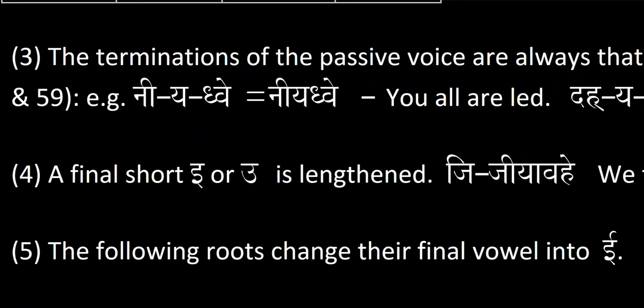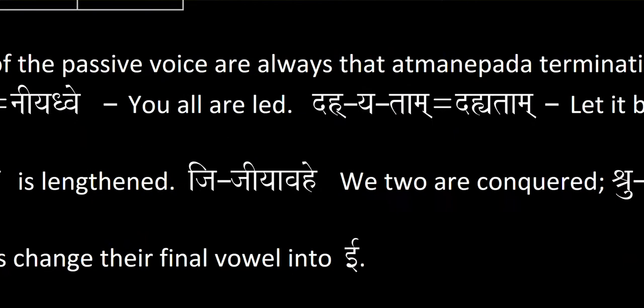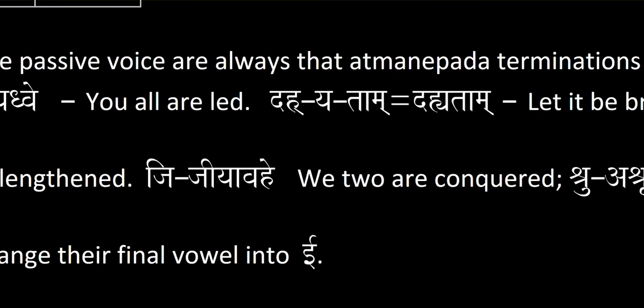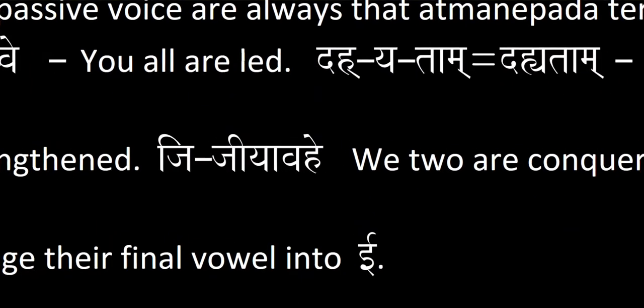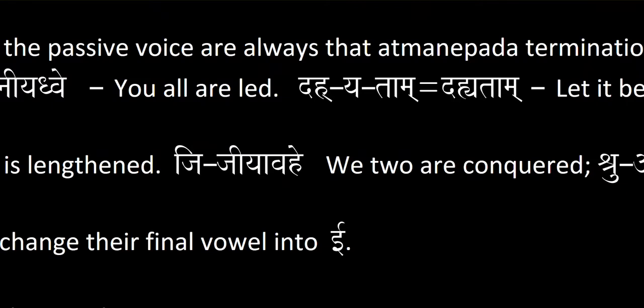And now for the next rule. A final short i or u is lengthened. For example, ji means to conquer. Now, to be conquered, to use that in the passive voice, you're going to want to take that short i in ji and make that into gi, long i, then add your ya and your termination ending.